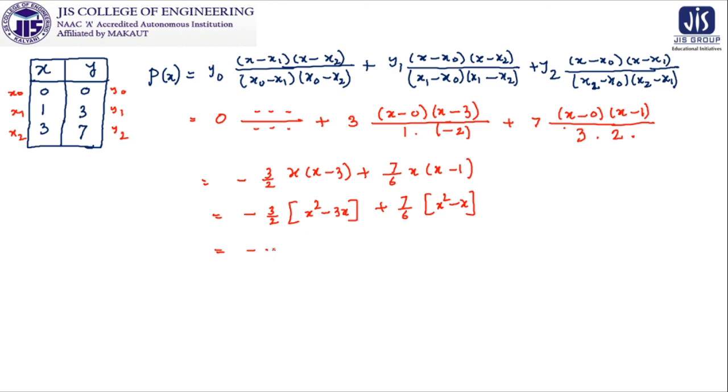The remaining part is kept for you. Finally, obviously you will get something like ax square plus bx plus c as the interpolating polynomial for this part.